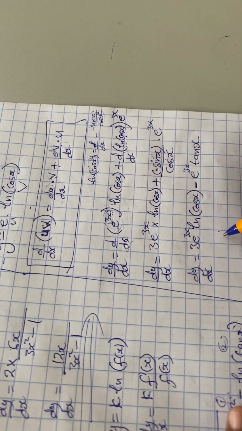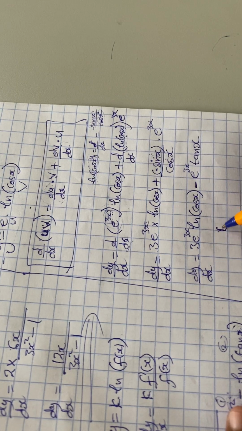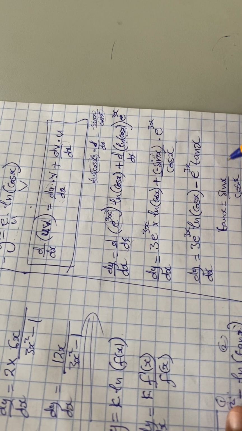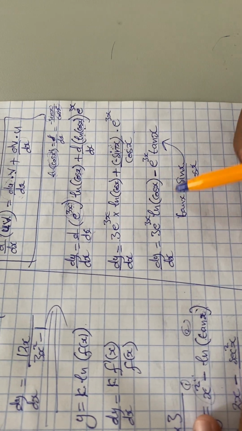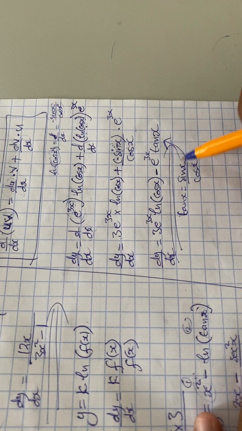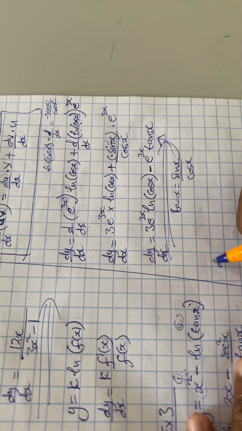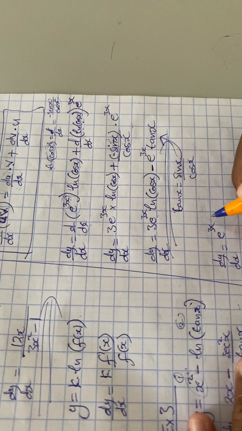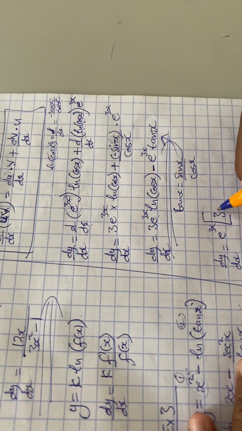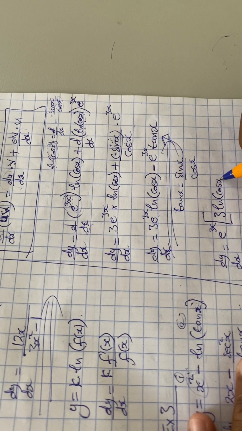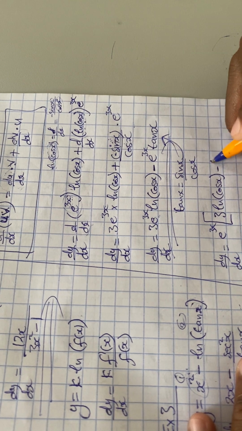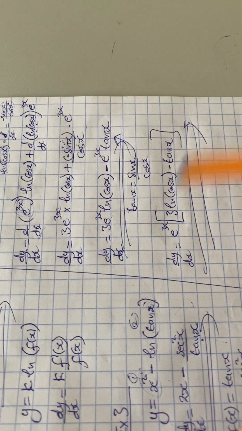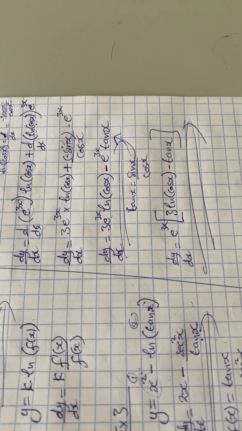We know that tan x is equal to sine x over cos x. So that's what I did here. So this is our answer. And of course, just to further simplify, we can factor out e to the power 3x, such that we are just left with e to the power 3x times (3 ln cos x minus tan x). So this is the answer for this one.